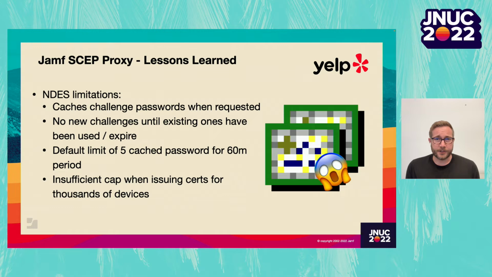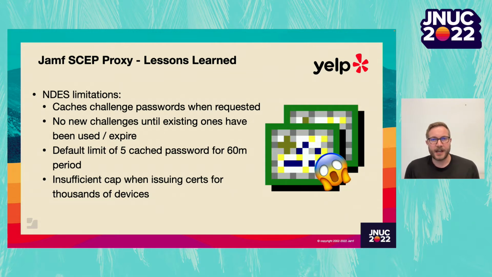As we investigated further, we learned the delivery failures were a result of the default configuration of our certificate authority, which was running NDES, Microsoft's SCEP solution. It was not immediately clear from the Jamf side why these failures were happening, but we were able to determine the root cause by diving into the event logs on the CA. We discovered we were hitting the limit on the number of cached passwords.